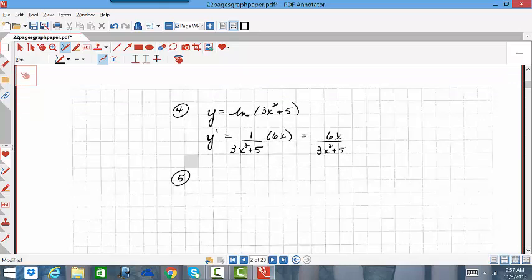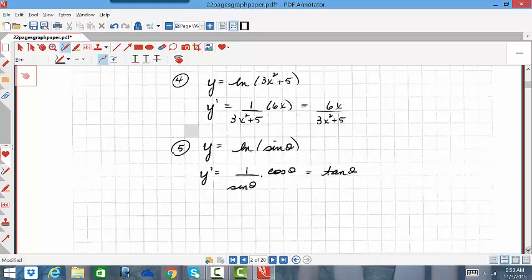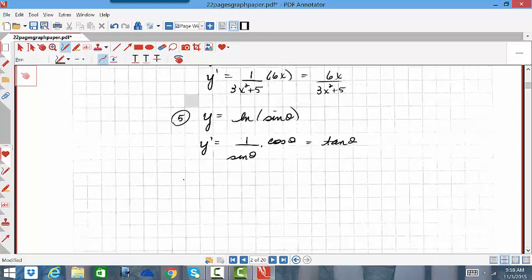We'll do another just to get very comfortable with this. Suppose we have y equaling the natural log of sine theta. Throw a trig function in this picture. Okay, the first derivative is 1 over the argument of the natural logarithm, which is sine theta, times the derivative of sine theta, which is cosine theta. So it's just cosine theta over sine theta, which we could rewrite as tangent of theta. You see these move along pretty quickly.